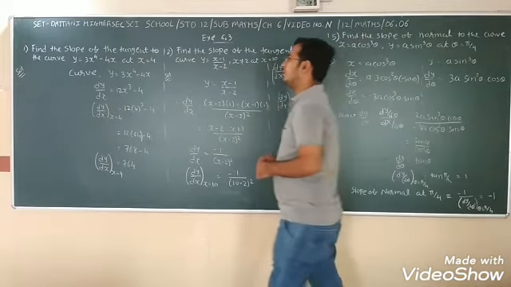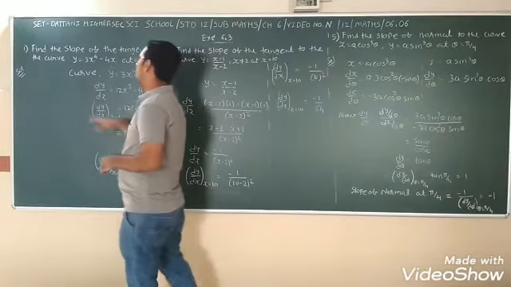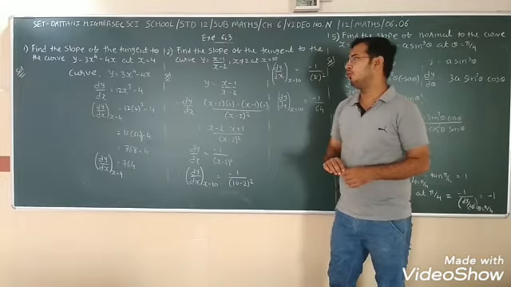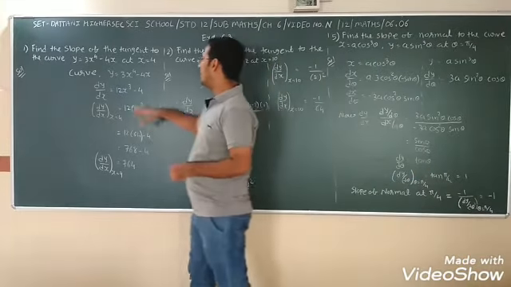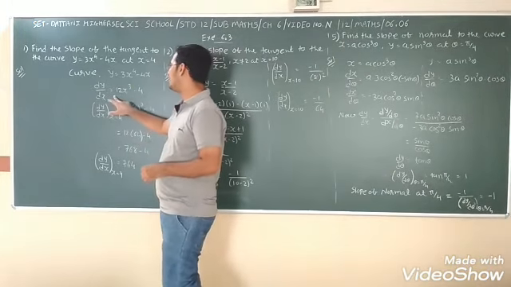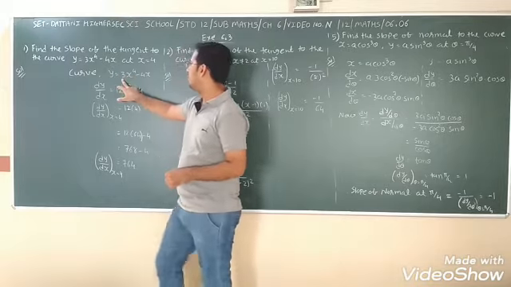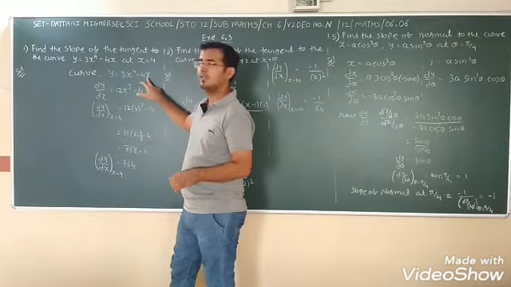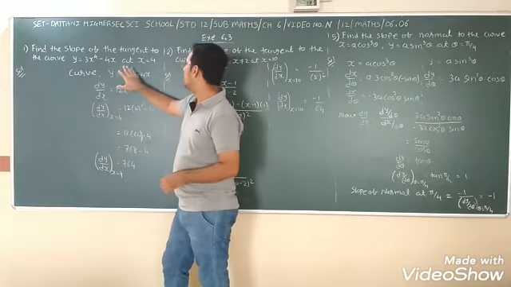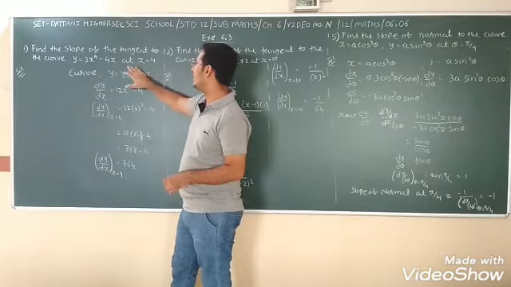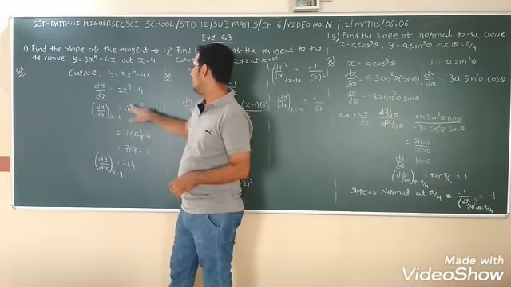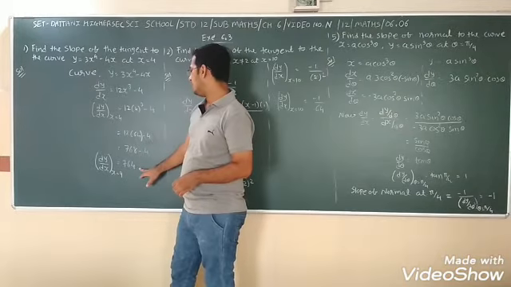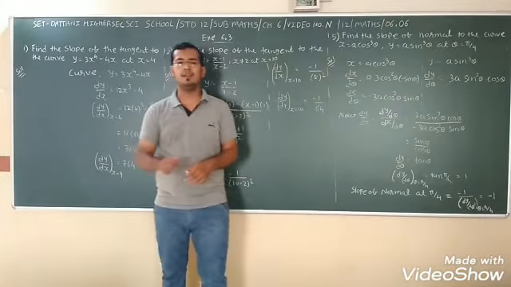First sum: find the slope of the tangent to the curve y is equal to 3x raised to 4 minus 4x at x is equal to 4. So dy by dx is the derivative: 4 comes down, 4 threes are 12, power minus 1, so 12x cube minus 4. Now putting x is equal to 4: 4 cube is 64, 64 twelves are 768, minus 4. So the answer is 764. That is our final answer.